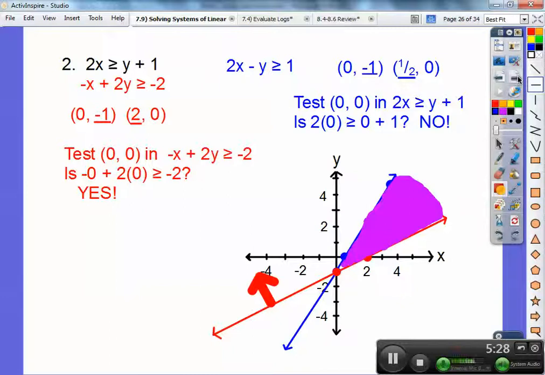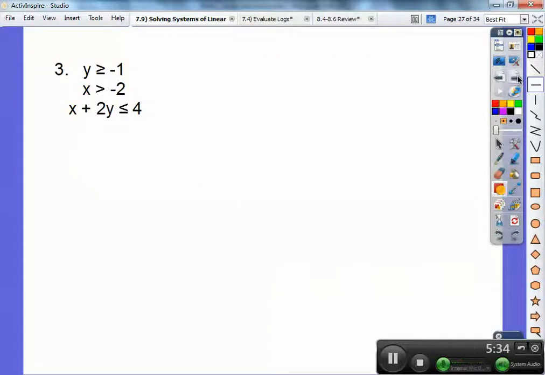Okay, so that's the final answer right there. Okay, that's a pretty good looking picture right there, isn't it? Man. All right, okay, here's 3 of them, you guys. Let's try 3 of them.